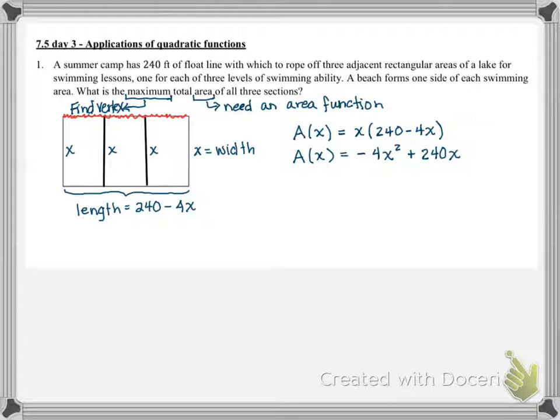So if I set the equation equal to 0, that would tell me where the area was 0, right? Which isn't going to be its maximum area, right? If we think about the graph, if I set it equal to 0, I would find those 2 points, right? Which theoretically I could do. I could find those 2 points and then average them to find the vertex, and that would work.